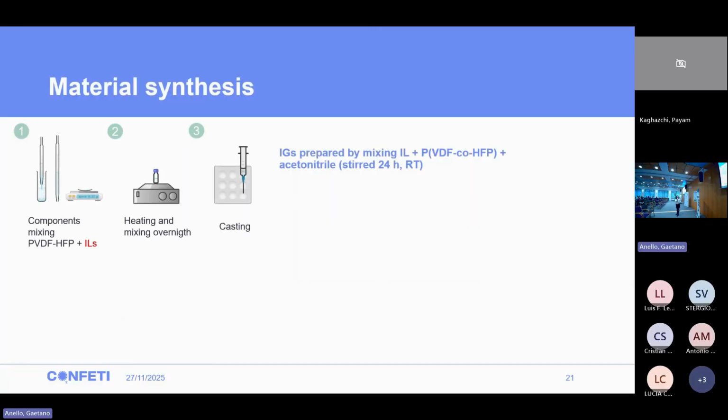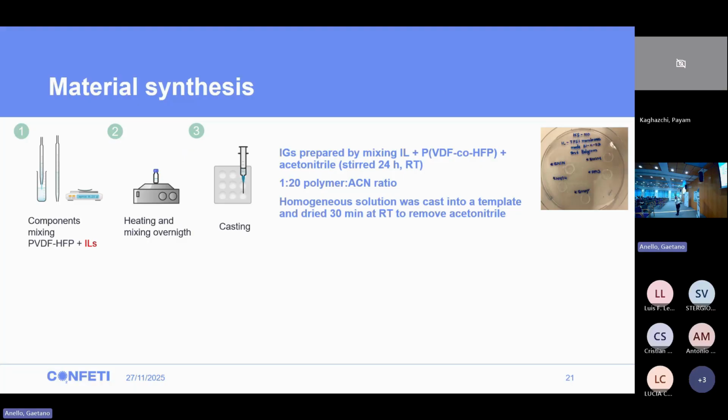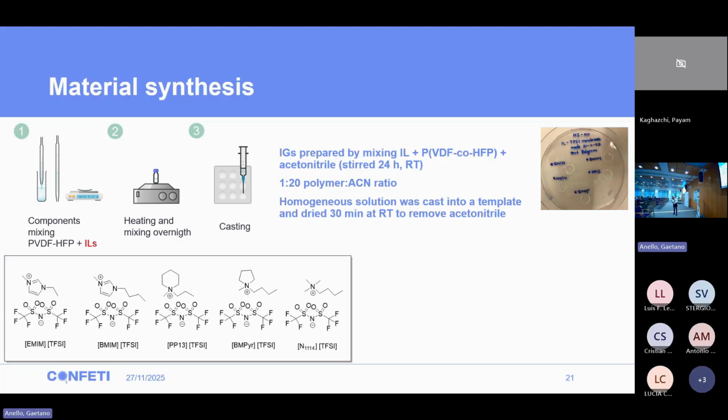So the synthesis of these materials started with first mixing the ionic liquids with a polymer and stirring it for 24 hours at room temperature. Then the mixture was cast into circular shapes in order to form them. And the gels that were obtained look like that.